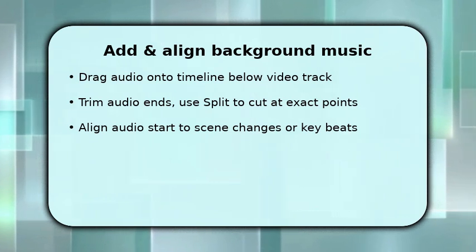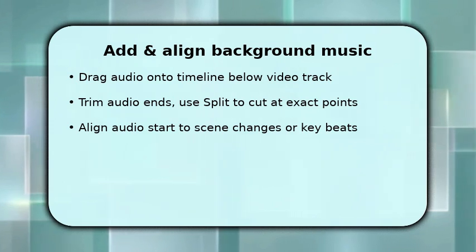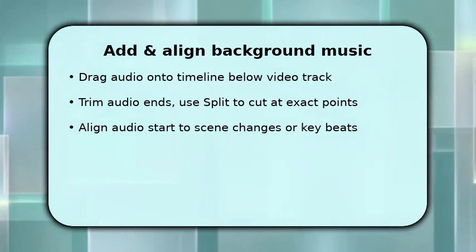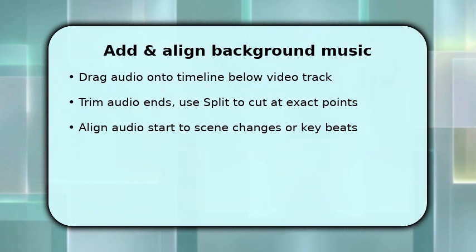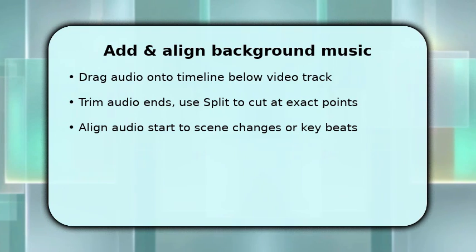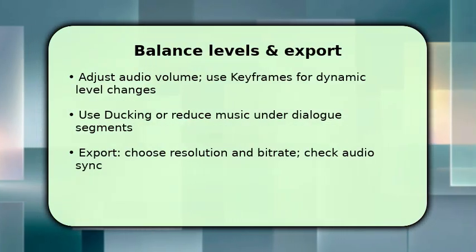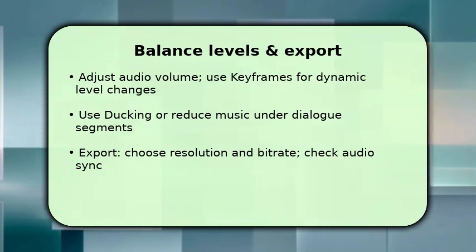Once the clips are trimmed, align the audio with scene changes or beats to reinforce pacing. Zoom the timeline for frame-level precision. Also use fade in/out for smooth transitions, so the music doesn't jump abruptly when the video cuts or ends. Finish by balancing audio levels so music supports, not overpowers, dialogue.